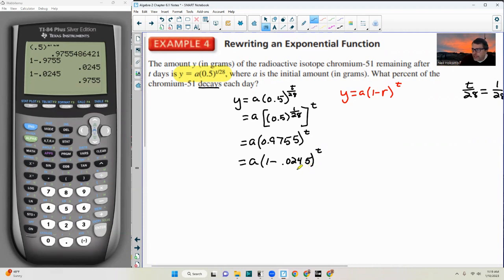And that's to the power of t. Okay, so that is the formula. And as you can see, let me highlight that. This value right here is r. Okay, so that's our daily rate. So in this case, r equals 0.0245, and that is approximately 2.45% when I move the decimal 2 places to the right. Okay, so that's how you do an exponential function and determine the rate of change.